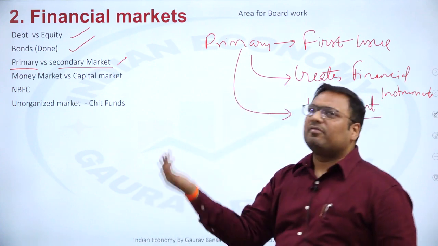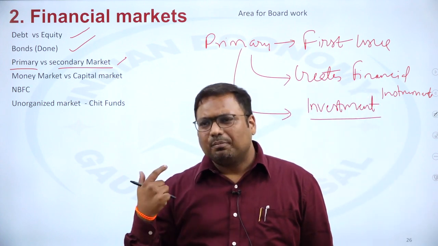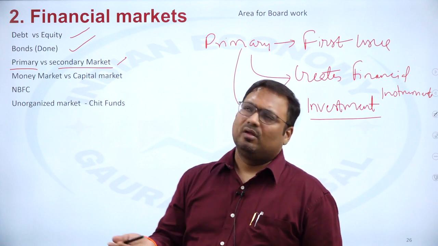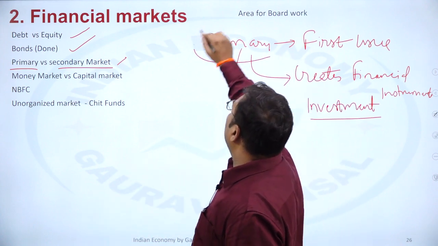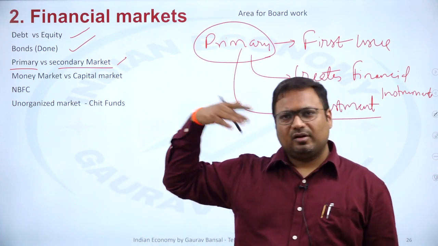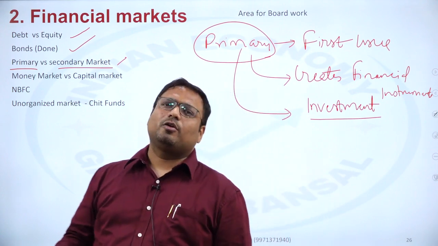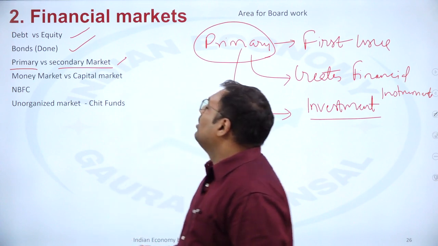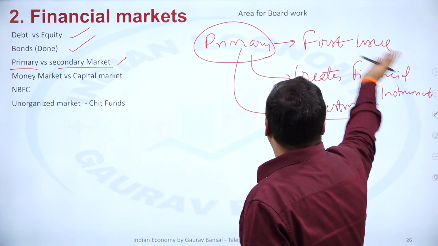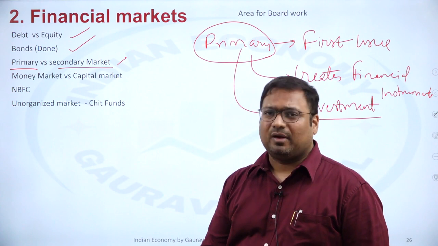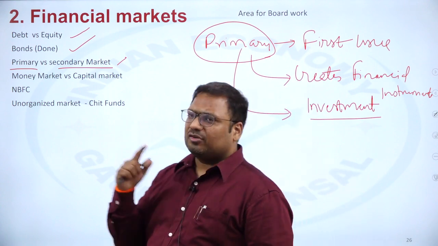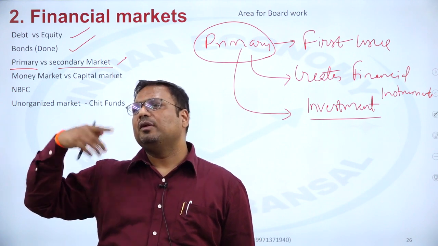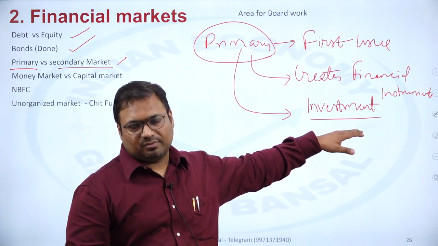Now let me simplify. When the company issues shares for the first time through IPO, initial public offer, that is a primary market transaction. Similarly, if the company issues more shares later on through rights issue or FPO, further public offer, then the transaction is still primary market. So when you buy shares in an IPO, you are directly buying from the company. The money you give will be used by the company for business investments.